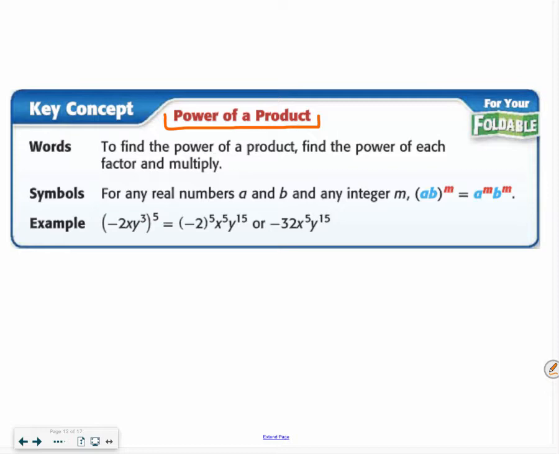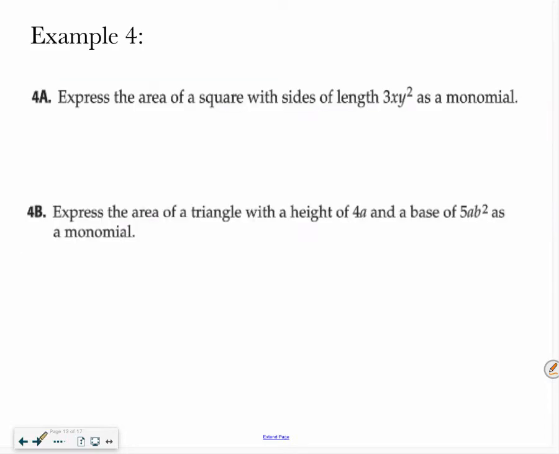So if I have a bunch of numbers being multiplied within parentheses, and I have a power on the outside, what happens then? It gets distributed to every single variable inside those parentheses. So this is a good example, and then it ends up being reduced to that, or simplified to that. Okay, so if we look at example 4, we want to express this area of a square.